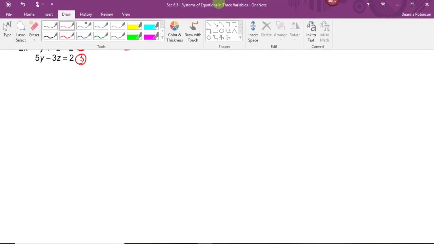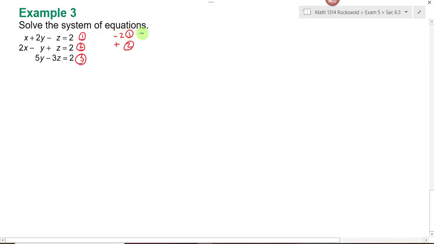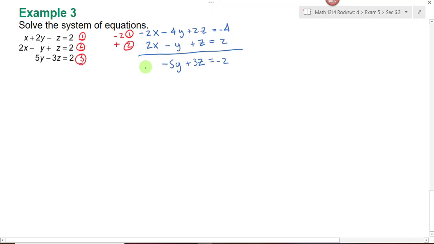So negative 2 times equation 1 gives me negative 2x minus 4y plus 2z equals negative 4. Equation 2 was 2x minus y plus z equals 2. And when I add these 2 equations together, the x's are going to drop out, the y's are going to be negative 5y, and 2z plus z is plus 3z, and that's equal to negative 2. This is a brand new equation, so I'm going to call this equation 4.